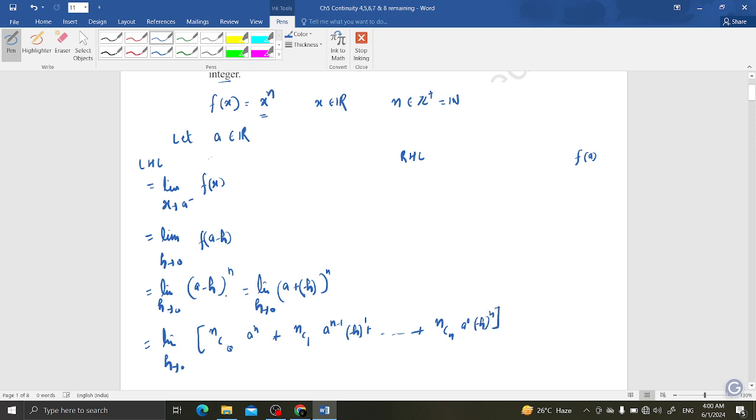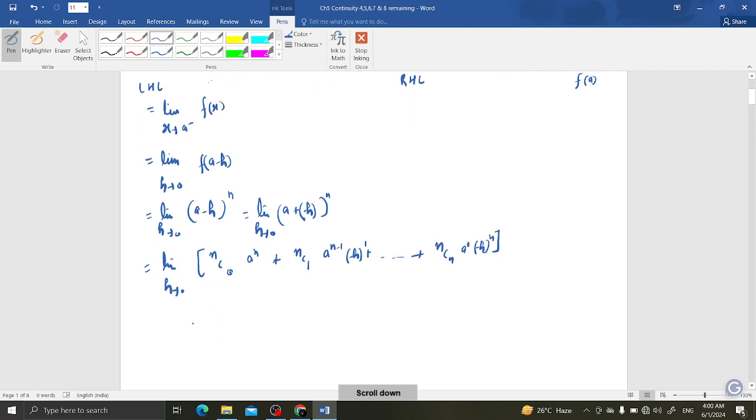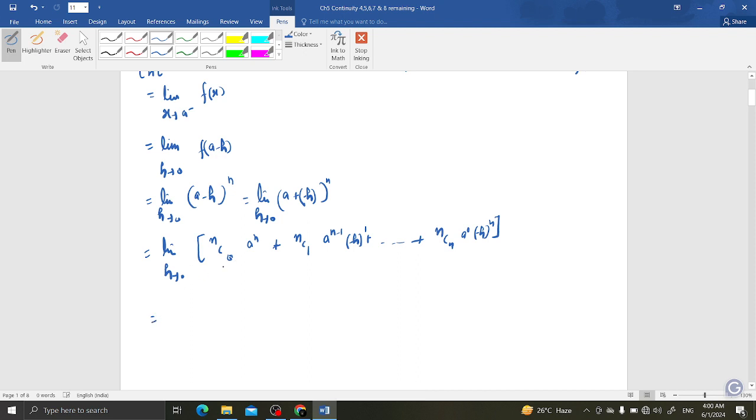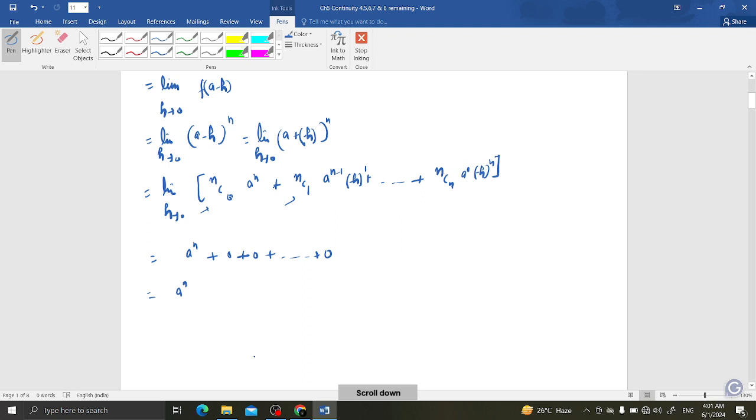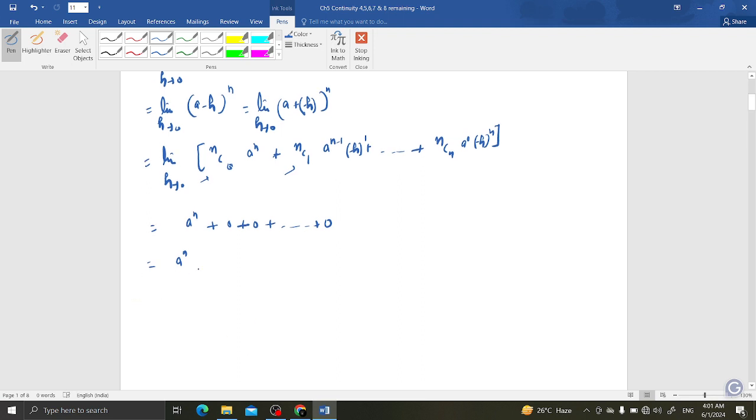Now we can apply the algebra of limits. First the limit is applied, and then it will break up. NC0 is 1, so the first term is only a raised to the power n, and the rest of the terms will be 0 plus 0 and so on, so they will be 0. Hence the limit is a raised to the power n. This is our equation first. Similarly we can find the RHL.